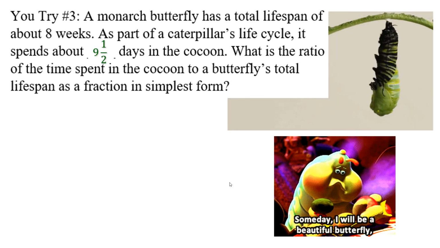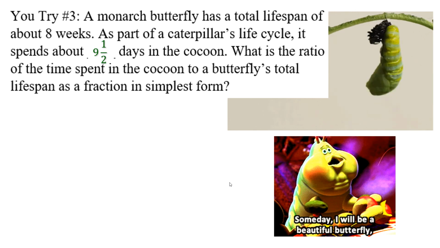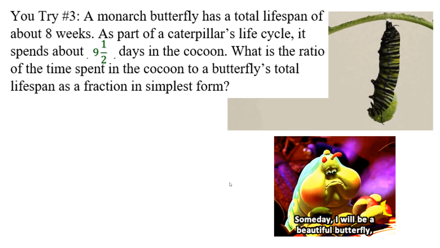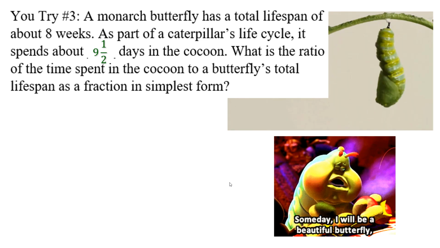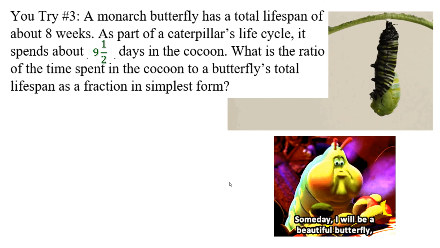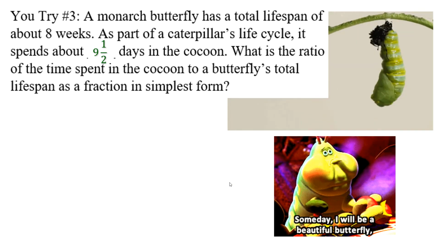A monarch butterfly has a total lifespan of about 8 weeks. As part of a caterpillar's life cycle, it spends about 9.5 days in the cocoon. What is the ratio of the time spent in the cocoon to a butterfly's total lifespan as a fraction in simplest form? So pause the video and please try to set this problem up.